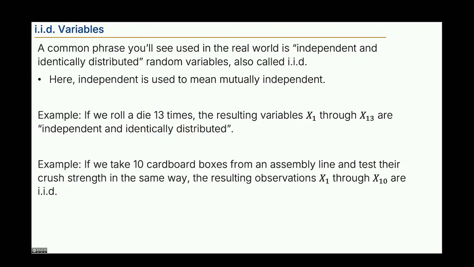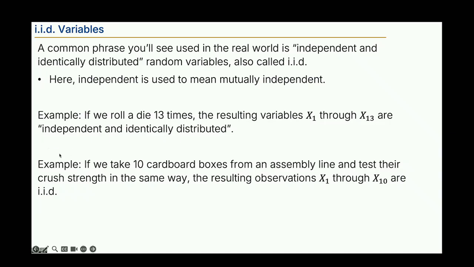Okay. A really common idea, and one that we're going to use today when we do some expectation magic in a bit, is this notion of independent and identically distributed random variables, also called IID. And here independent means mutually independent. The basic idea: imagine, for example, that we roll some die of some number of sides 13 times. Then we would say the resulting variables X1 through X13 are independent, because each roll doesn't affect the other, and they're identically distributed, because they're all die rolls, right?